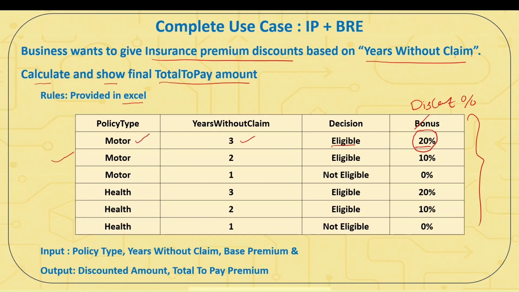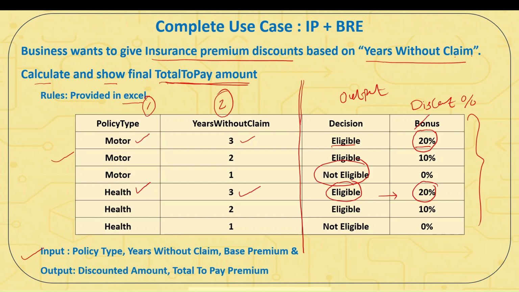That's the understanding. These first two columns, 1 and 2, are input. We'll be providing the policy type like health, years without claim 3. Then based on this input, our output will be decided like whether he is eligible or not eligible for bonus or discount percent, and if he is eligible, what percentage will be discounted. Based on this rule, we need to find final total to pay amount.